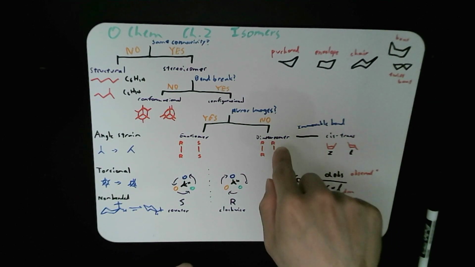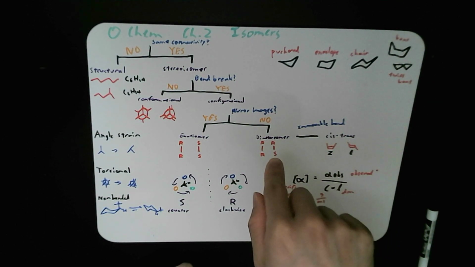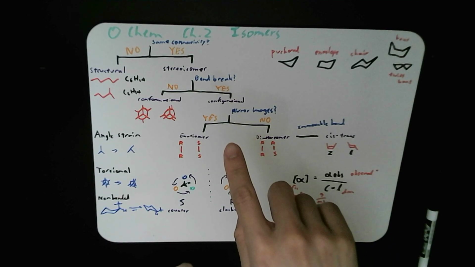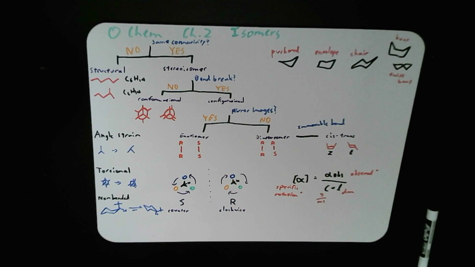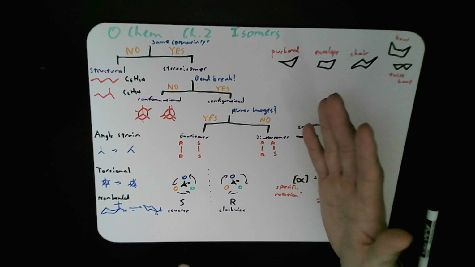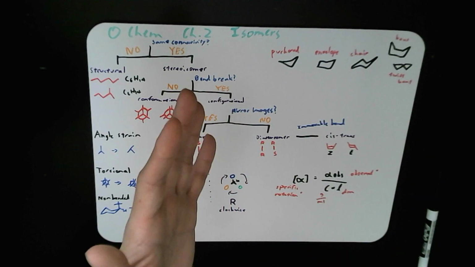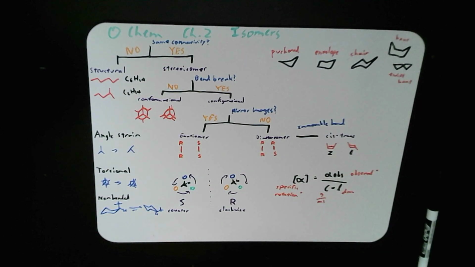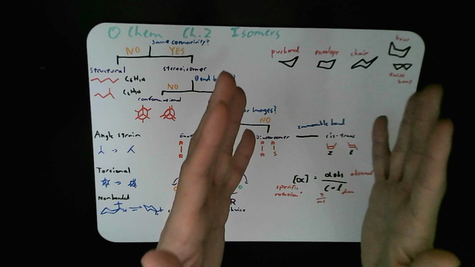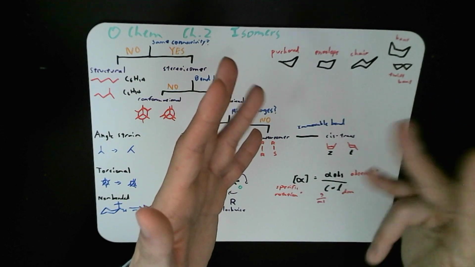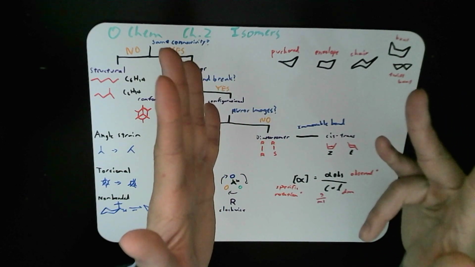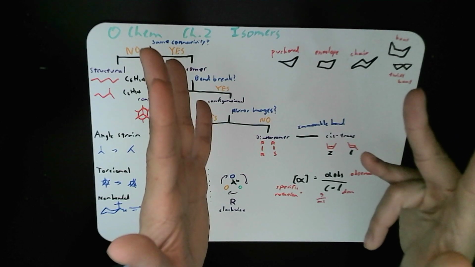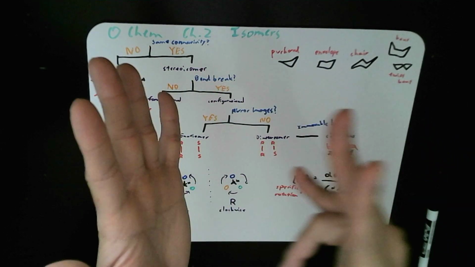Diastereomers, however, are not mirror images of each other. So think about my right hand and left hand. If my right hand instead has a finger going down this way, my left hand can't replicate that in a mirror image, right?